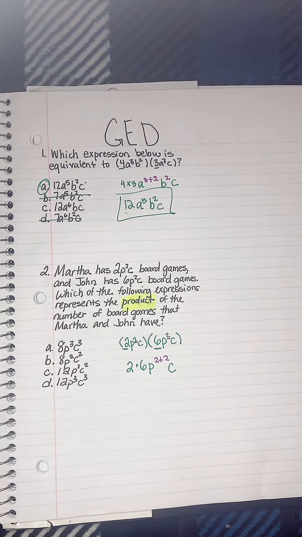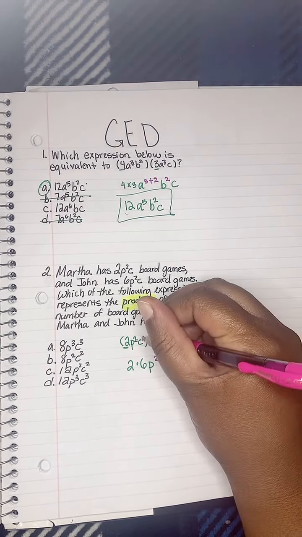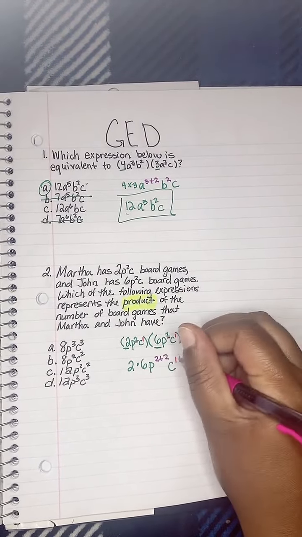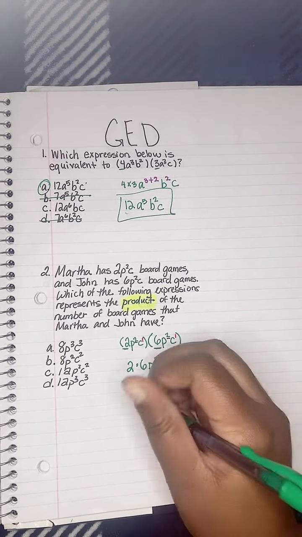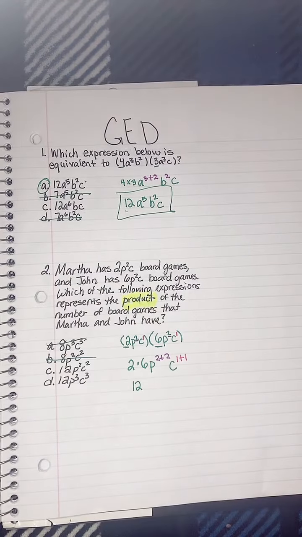Good. Somebody said 1. Thank you, Mariana, for the roses. So when you don't see an exponent, there's always a 1 right there. So really we would do 1 plus 1. So 2 times 6 is 12. As soon as I see this 12, I know A and B are out. So what are we going to get?